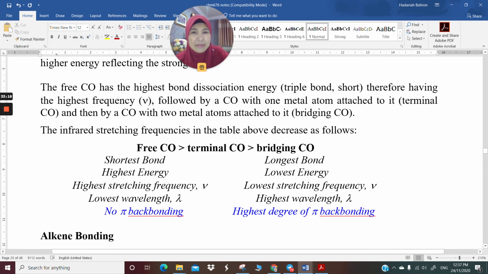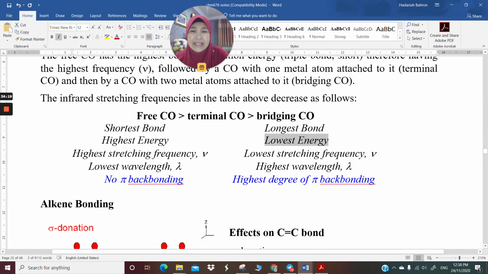Okay, now you can also have bridging CO, because we have met bridging CO before. Yes, in lecture 2, I think we have bridging CO. Now, if you compare free CO with terminal CO, and compare those two with the bridging CO, you are going to see that the bridging CO has the lowest stretching frequency, because it receives the highest degree of pi back bonding. There are two metals making pi back bonding to that bridging CO: the metal on the right and the metal on the left. So it is the weakest CO among the three, free, terminal and bridging, with the longest bond.